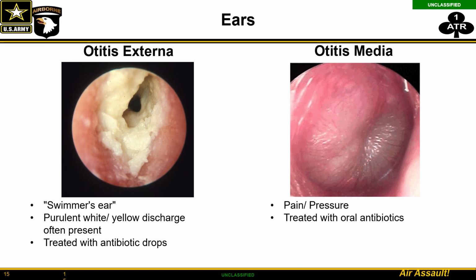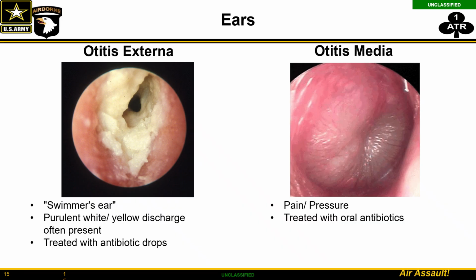So here's the look of a couple different infections you can get in your ear. So otitis externa, like we just talked about in the diagram. This is swimmer's ear. You'll see kind of like yellow, crusty, cottage cheese looking stuff. This needs to be treated with antibiotic drops. So if we have antibiotic drops at the aid station, that's an option, but really they should be sent to LaPointe if not, because we need to treat this so that it doesn't get worse.